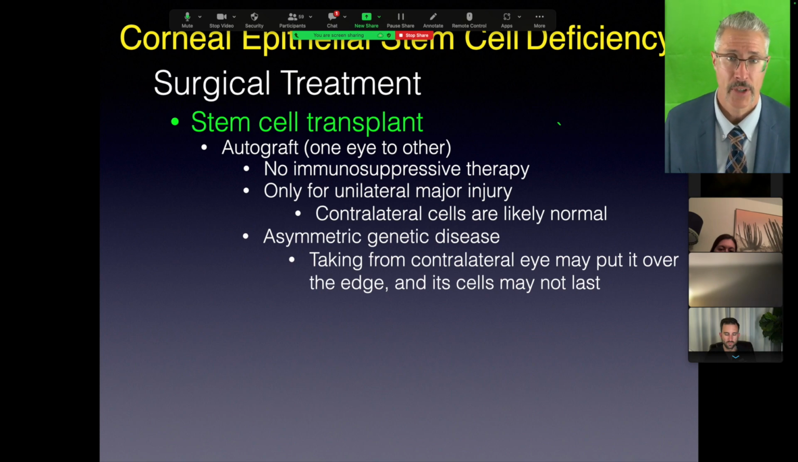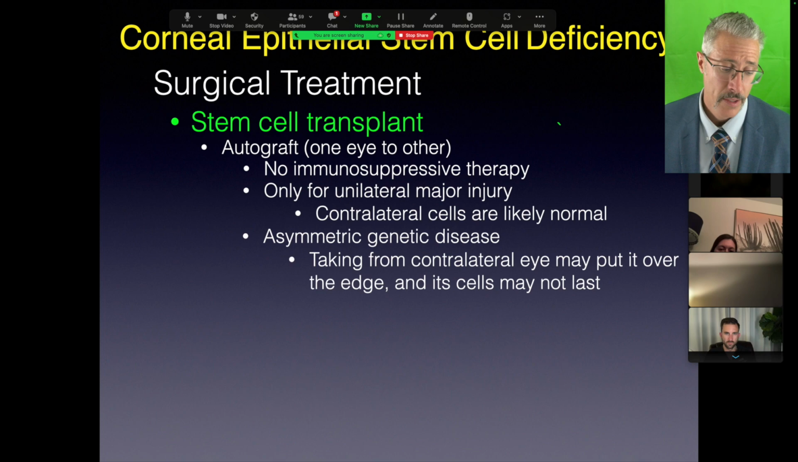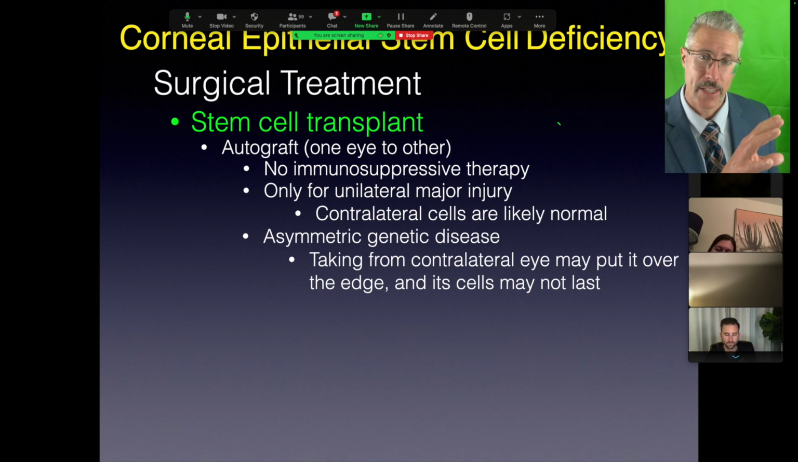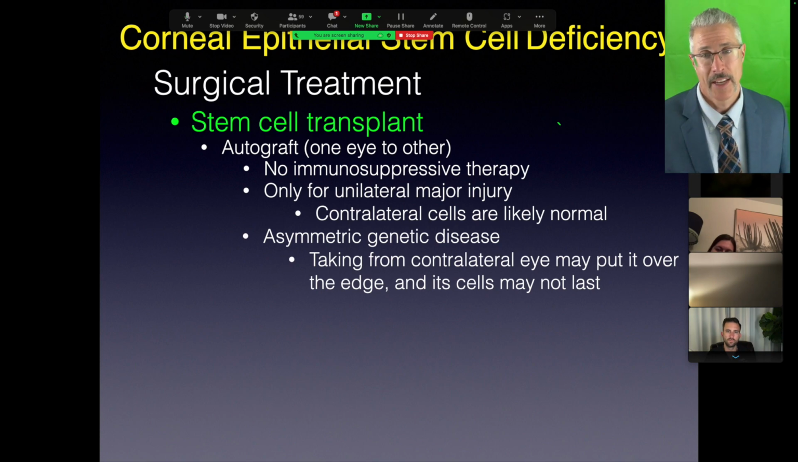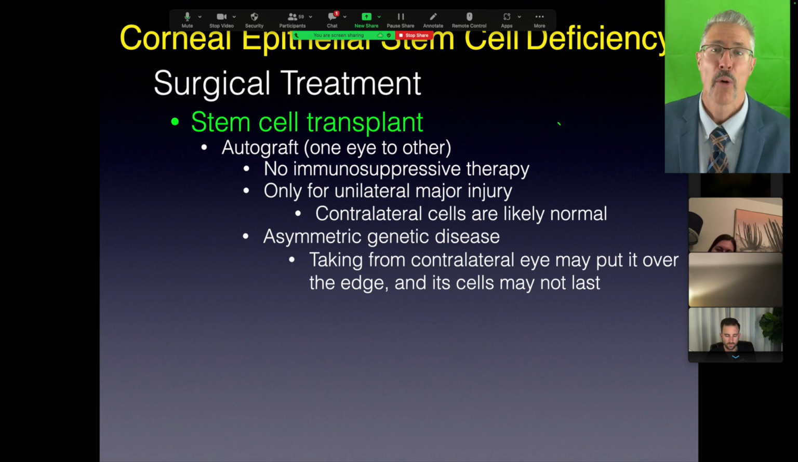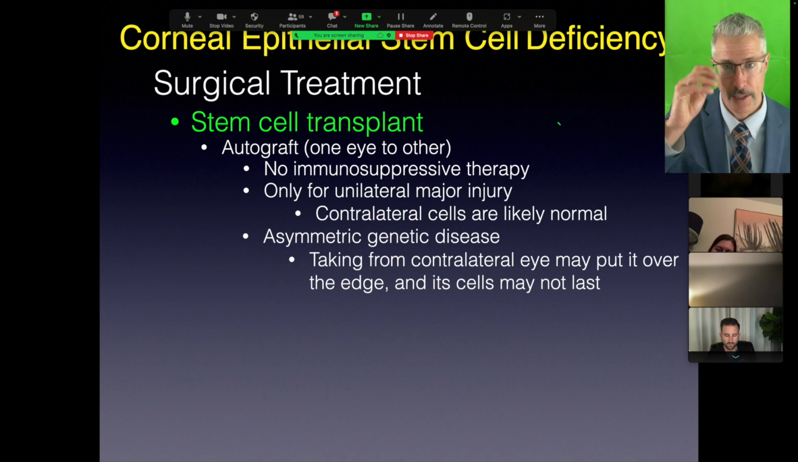If you have asymmetric genetic disease, I wouldn't mess with it. If you have asymmetric soft contact lens sensitivity, I wouldn't take the cells from the other side, because in those two settings, you're suspecting that the other side might be hanging by a thread. And if you take some of its cells, you might break its thread. And then that one goes over the edge, and this one's over the edge, and now they're both over the edge. Now, neither eye can see. See? You got to be real careful with this.